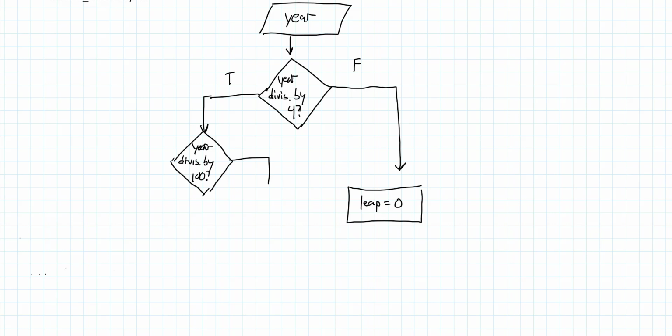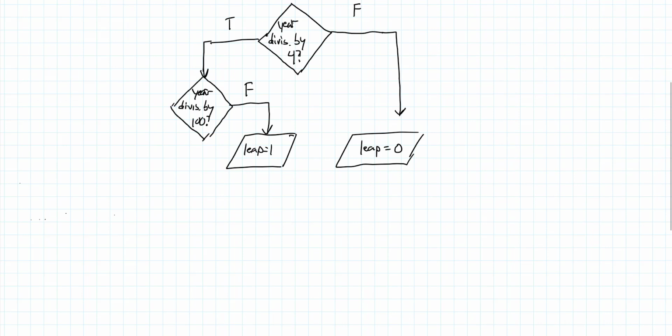So if that is false, if it is not divisible by 100, then it is a leap year. So leap will be 1. And I need to change this block because this is an output. All right, and then we can keep going here.